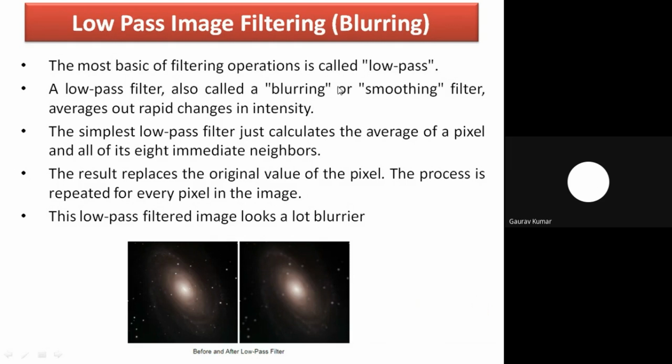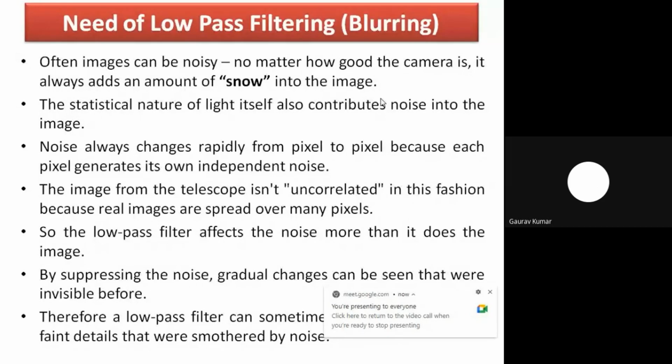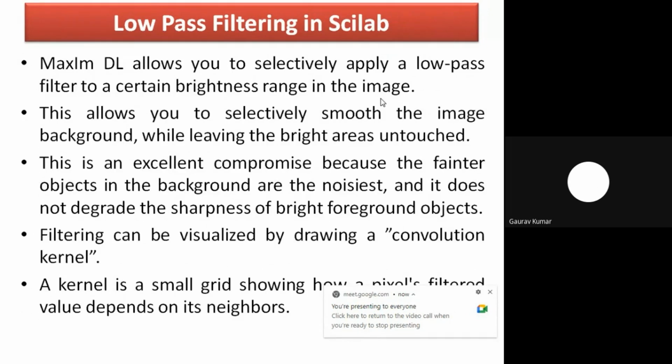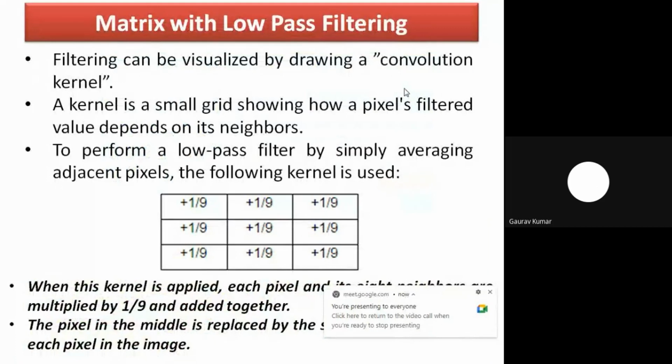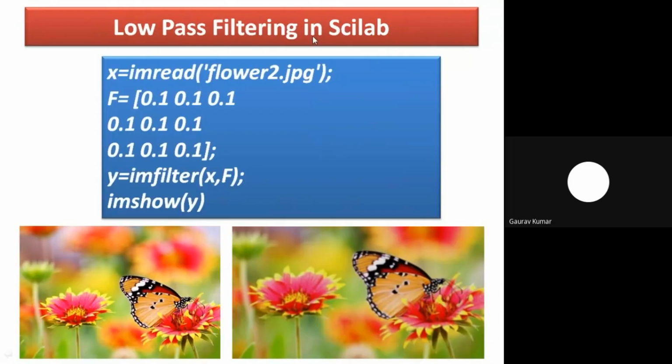It is also known as blurring or smoothing, so that a particular sharp image, very sharp image. Everybody knows that a very, very sharp image is not eye soothing. To make a particular image eye soothing, we implement low pass filtering. And to work with low pass filtering, we use a matrix of 1/9, 0.1, and we convolve it with that particular image.